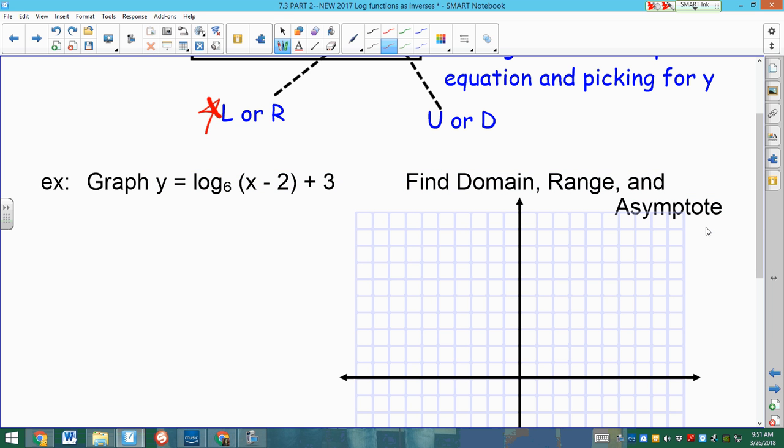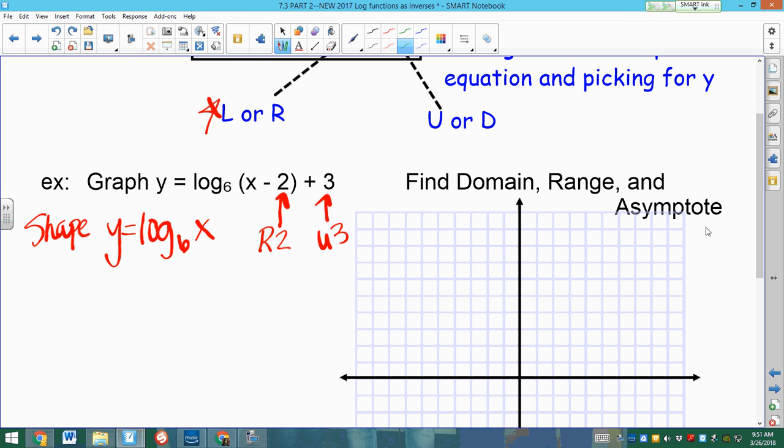Okay, so in this function, this is a shift to the right 2 units. I'm going to wait and do that at the end. And same here, this is an up 3 shift. I'm going to wait and do that at the end. The shape would be set by y equals log base 6 of x, so excluding the shifting. The base to the power is the number 6 to the y equals x.